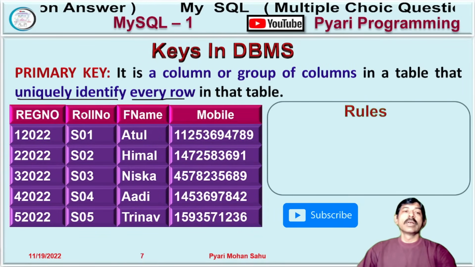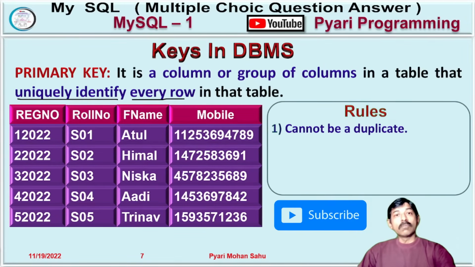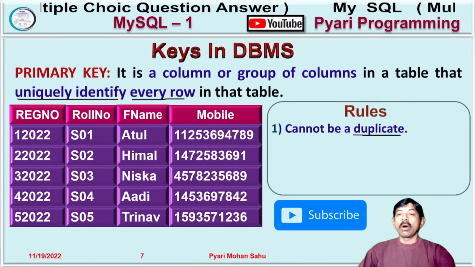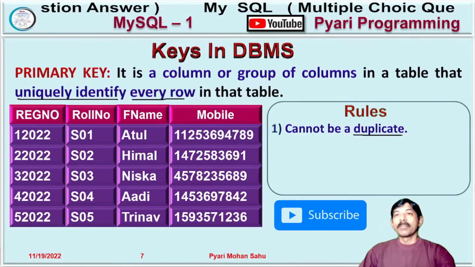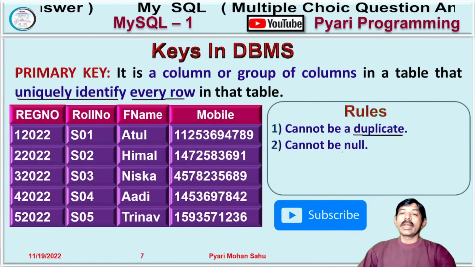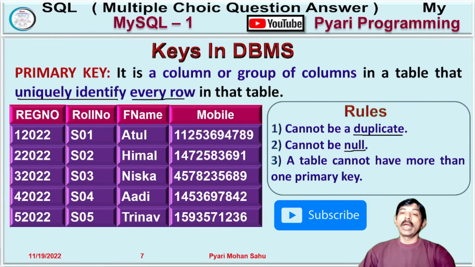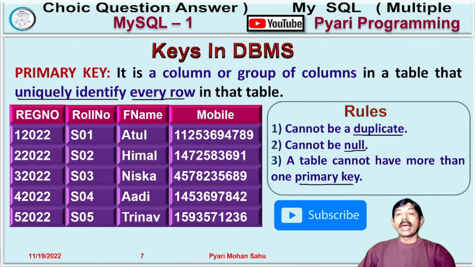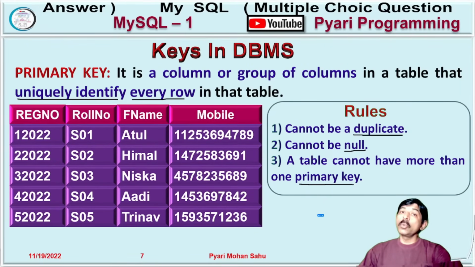In that case, for the primary key I have to choose a column which cannot have a duplicate value. A column that should not contain a duplicate value can be a primary key. It cannot be null also. The primary key cannot be null also. A table cannot have more than one primary key. A table can have only one primary key but can have more than one super key.